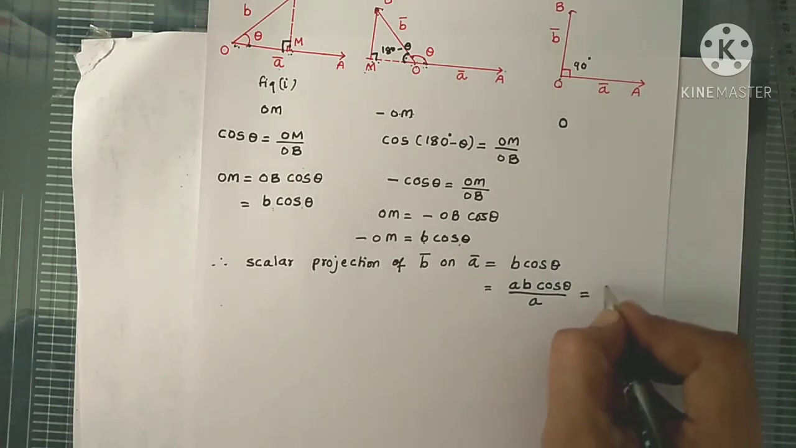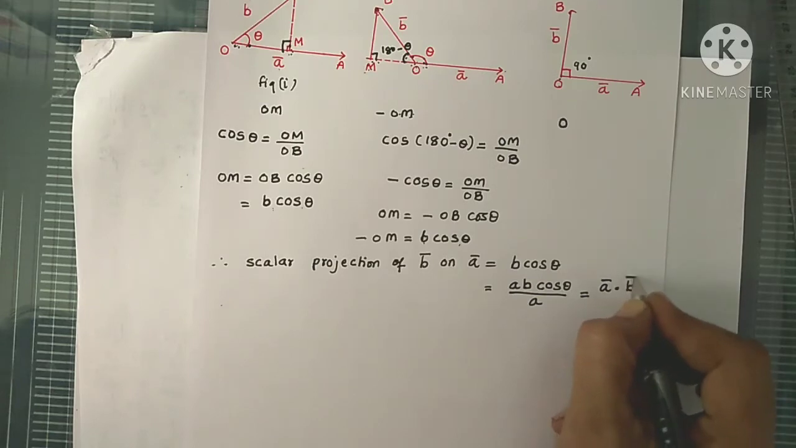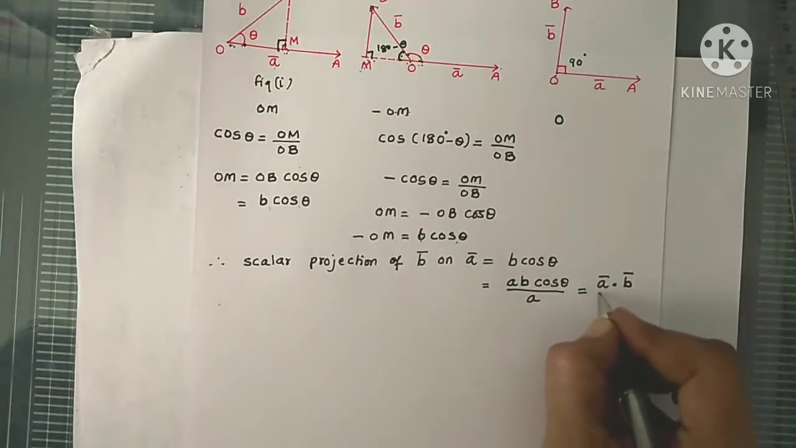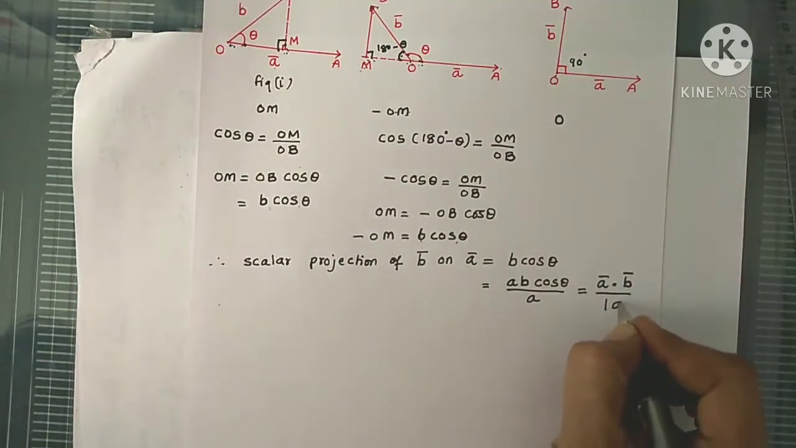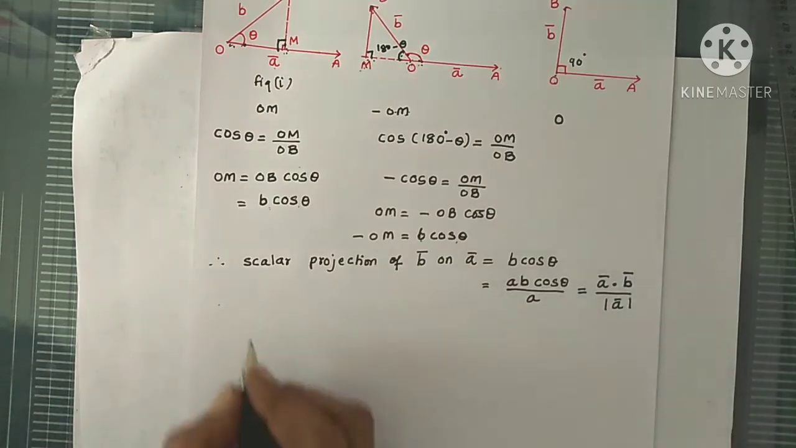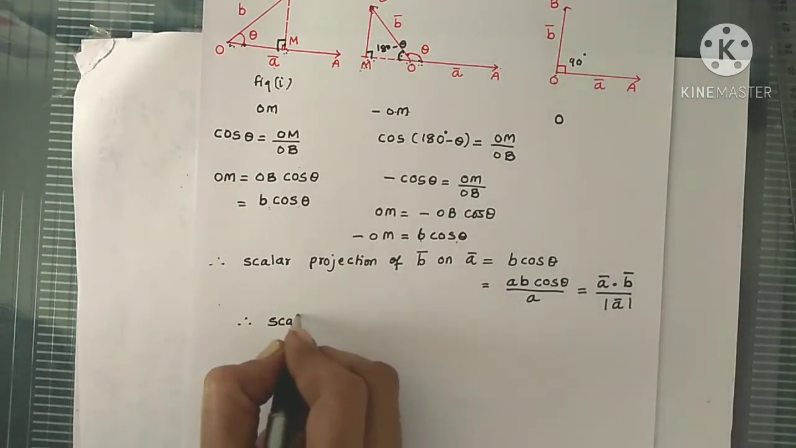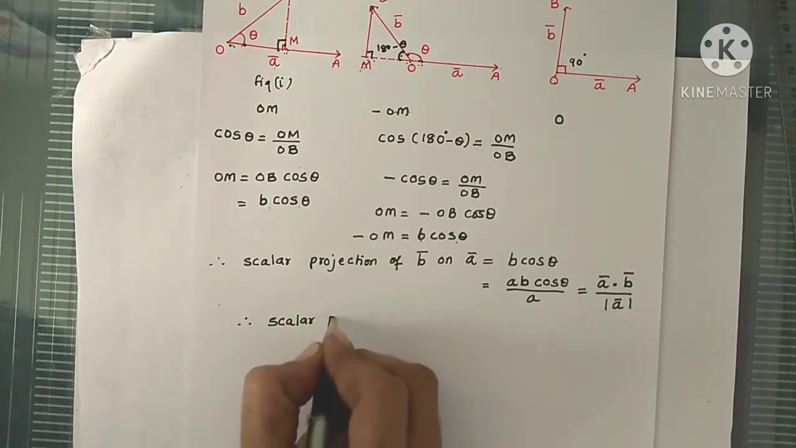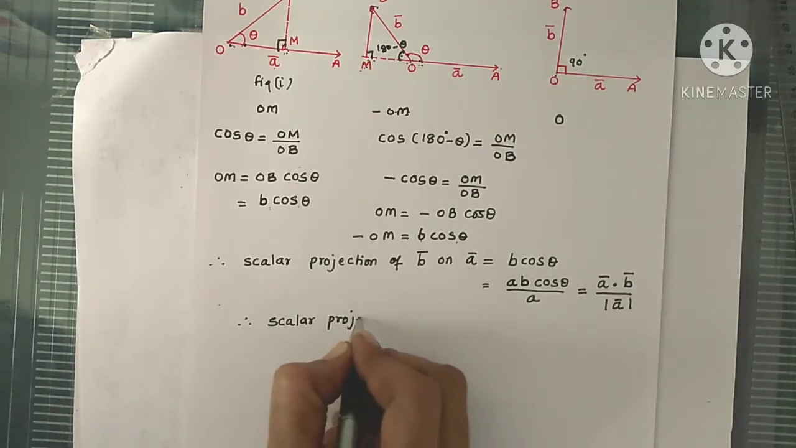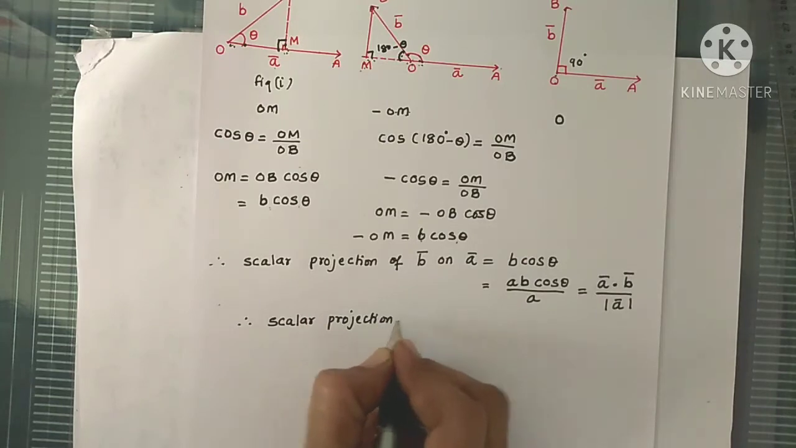But AB cos theta, by our definition of dot product, is the dot product of A bar and B bar. So it is A bar dot B bar divided by modulus of A bar. So this is the formula for scalar projection, the scalar projection of B bar on A bar.